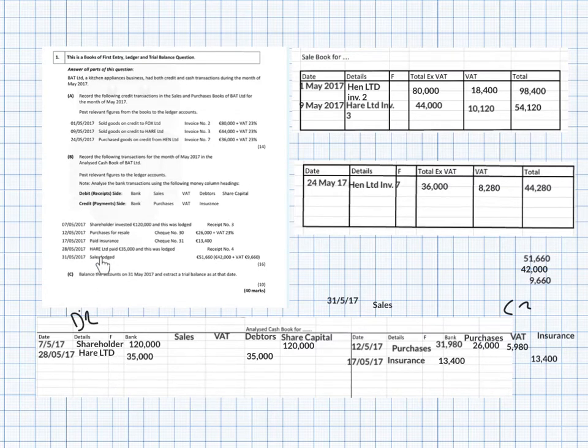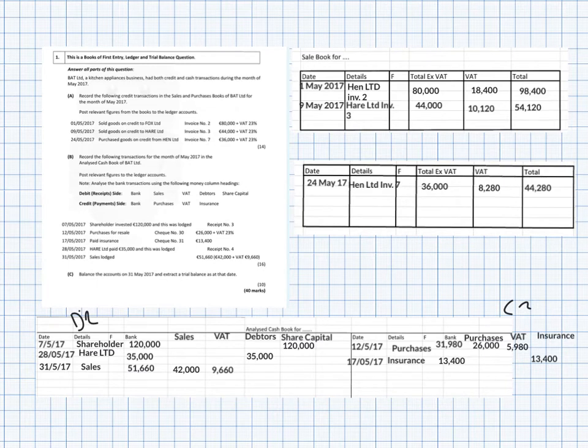The next one then, last one then, is sales lodged. So we know the sales is on the debit side. So it's on the 31st of 5th, so we bring down the 31st of 5th. It's sales, and the total that hits the bank is 51,660, and the amount that is our sales is 42,000, and the VAT is 9,660. So all that's left to do now is to just balance the account.